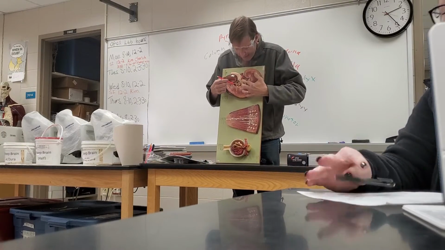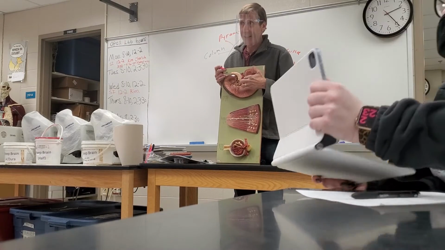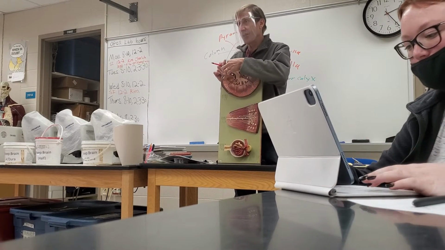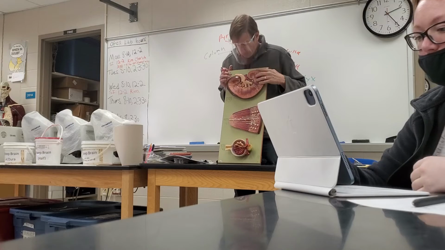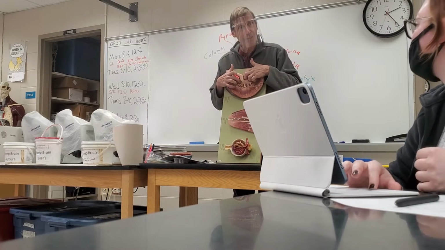See these minor calyces here, I put my fingers on them. They all drain into this bigger space here. That's the major calyx, and then it drains out this funnel-shaped bit, that's the pelvis, and this is the ureter that goes down to the bladder. So you have a pelvis in your kidney. Yeah, this funnel-shaped bit.